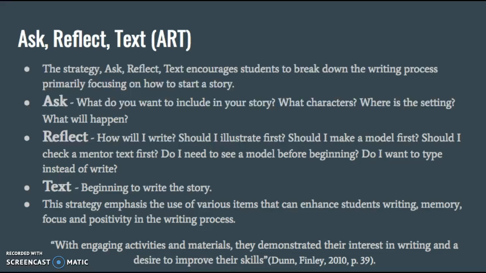The first category is ask. The student asks themselves about the details that they want to include in their story. What characters? Where is the setting? What will happen? The next category is reflect. The writer will reflect on how they will develop the story. Should they illustrate first, make a clay model, reference a mentor text, maybe check a class model? And the last category is text. Text is simply referencing writing the story.